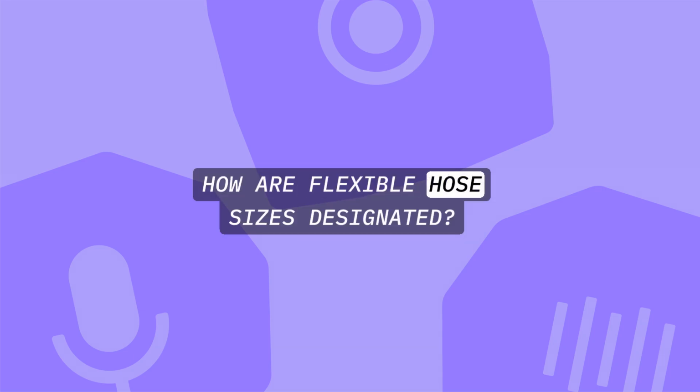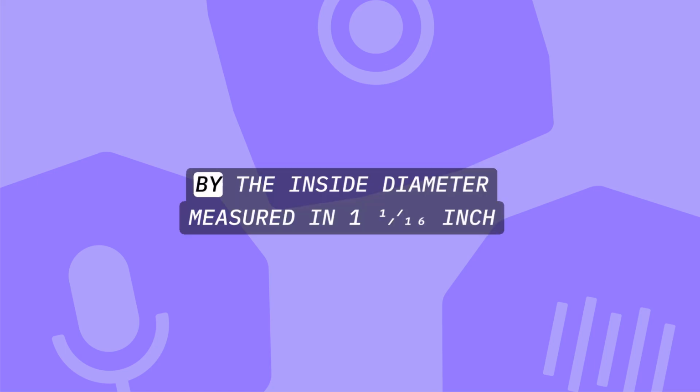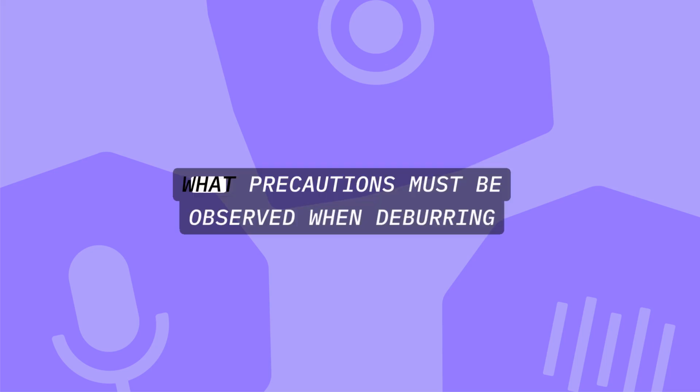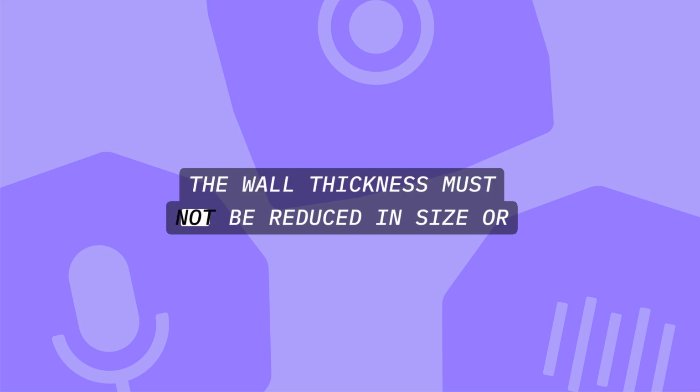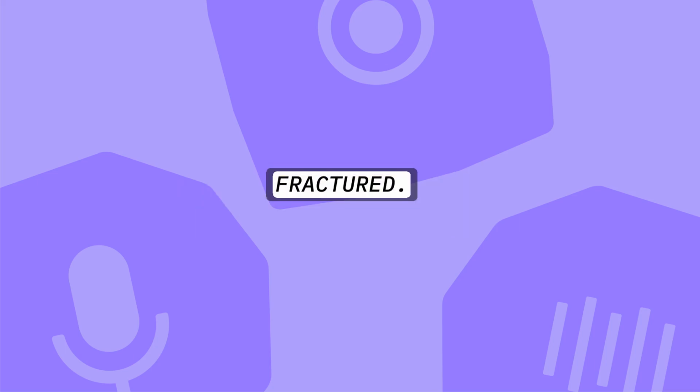How are flexible hose sizes designated? By the inside diameter, measured in 1/16 inch increments. What precautions must be observed when deburring the end of a tube after it is cut? The wall thickness must not be reduced in size or fractured.